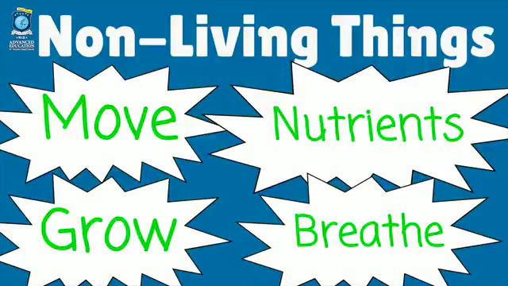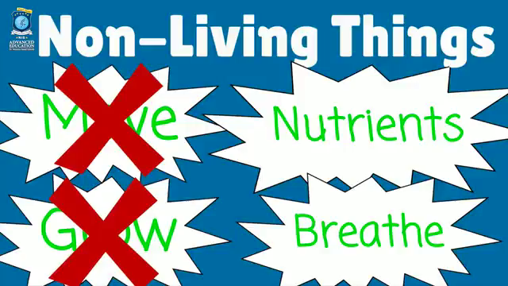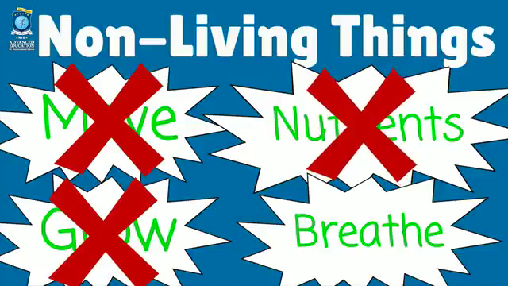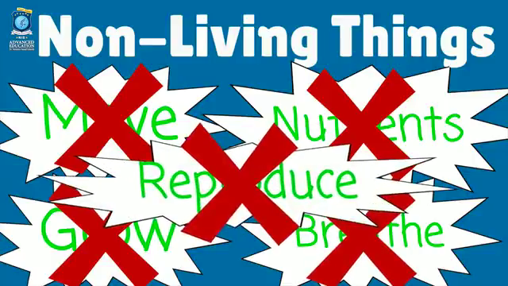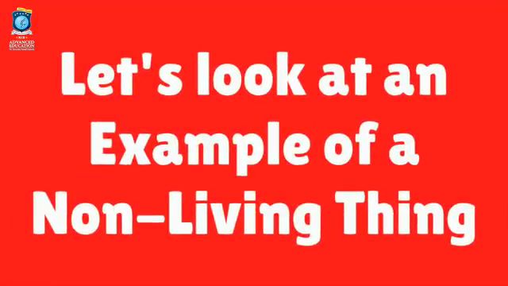So how do we know if something is non-living? Non-living things can't move. Non-living things don't grow. Non-living things don't need nutrients. Non-living things don't breathe. Non-living things don't reproduce. Let's look at an example of a non-living thing.